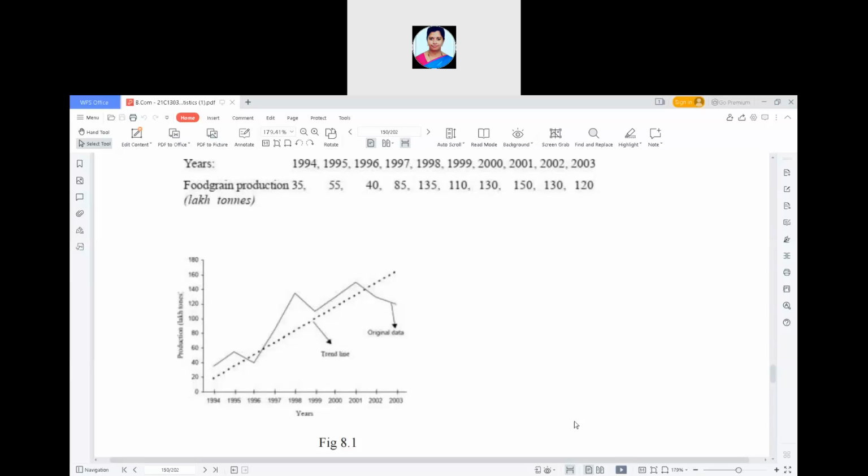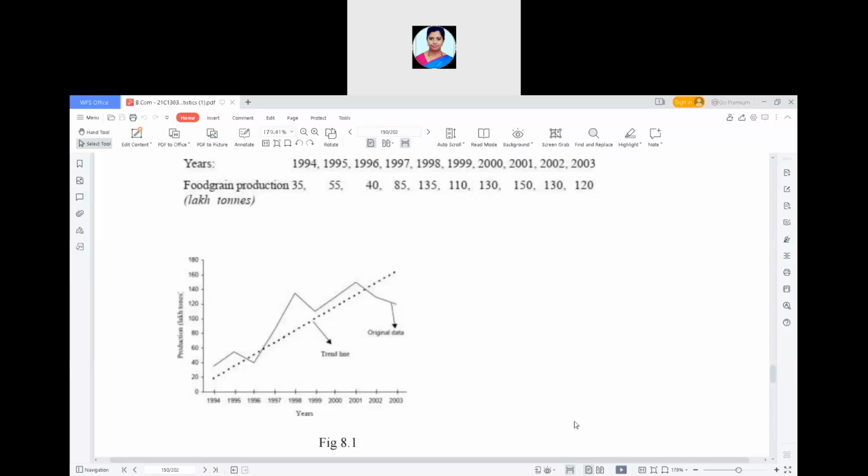So let us see the limitations. So what are the limitations we have? The first point we can have is this method is highly subjective, because the trend line depends on the personal judgment of the investigator, and therefore different persons may draw different trend lines from the same set of data.